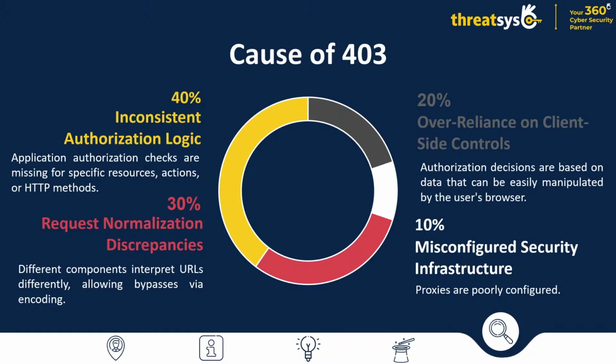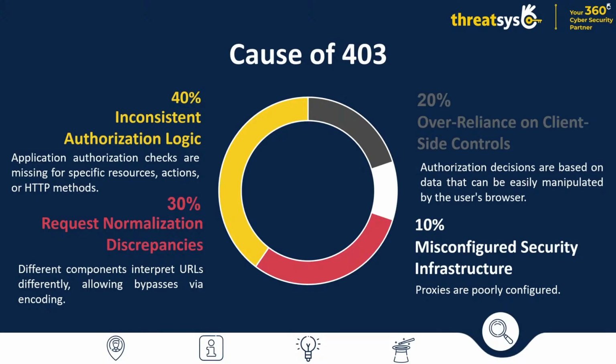Moving toward the next 30%, where there is a request normalization discrepancy, where different components interpret URLs differently and it is bypassed via encoding. As I have shown you in the URL encoding, where the dot has been changed to %2e and it is being bypassed. So the server does not understand it properly and gives a 200 success by exposing the file. This should be properly implemented by the developer to restrict using encoding, which the server may confuse.